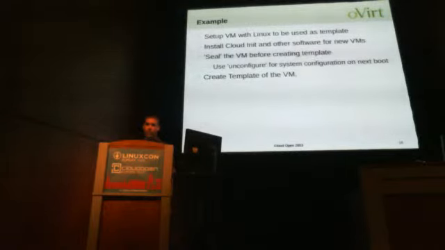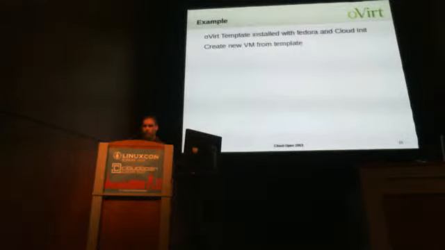Another optional step is sealing the VM before creating the template. Basically, you can run an unconfigure command that sets some parameters for the operating system to show the first setup on the next boot. This is not so related, but it is nice to know that you can do it. And then you create a template from this VM. So now we have a template with Fedora and Cloud-Init.